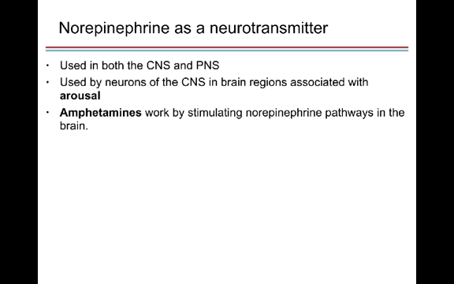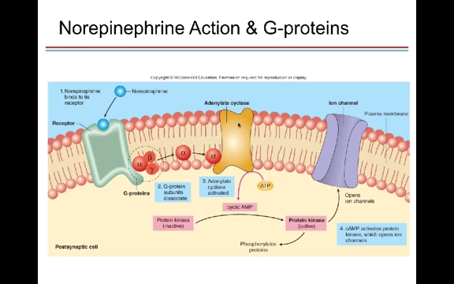Norepinephrine is found in the CNS, meaning brain and spinal cord, and in the PNS, in all other nerves outside the brain or spinal cord. In the CNS, norepinephrine is responsible for arousal. It's going to make you more alert. Amphetamine also is going to stimulate the pathway of norepinephrine. In other words, it has a similar function. Let's see how norepinephrine works.